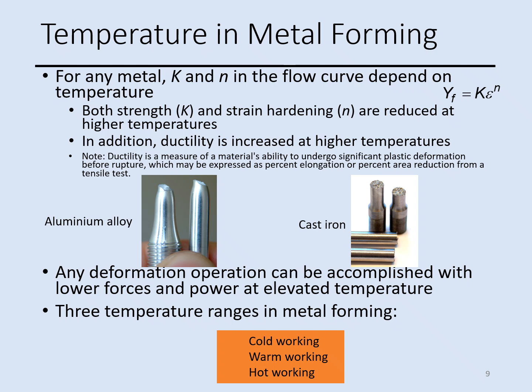In metal forming processes, temperature has a major role on these parameters, the K parameter and N parameter that we discussed in the previous slide. As temperature goes up, the strain hardening coefficient or exponent here and the strength, the initial strength, are reduced.